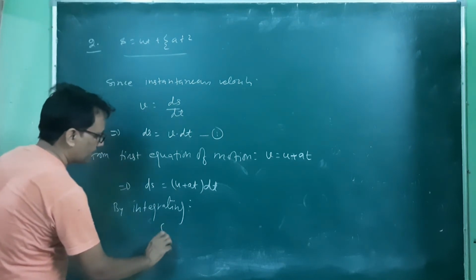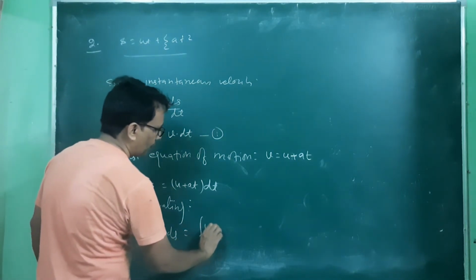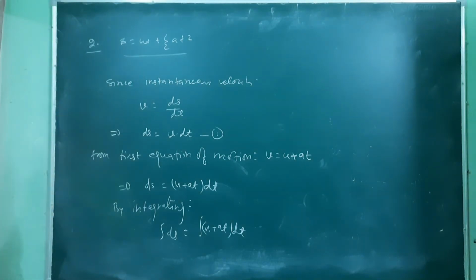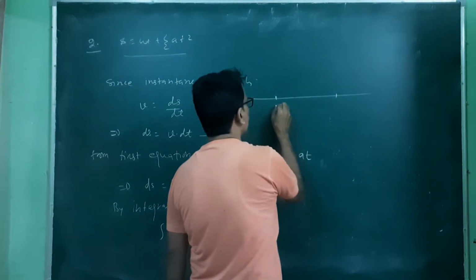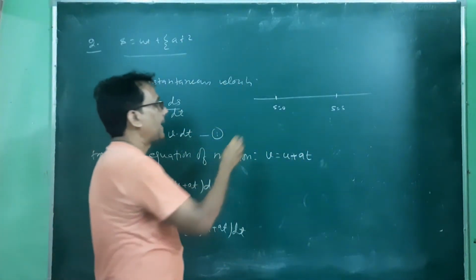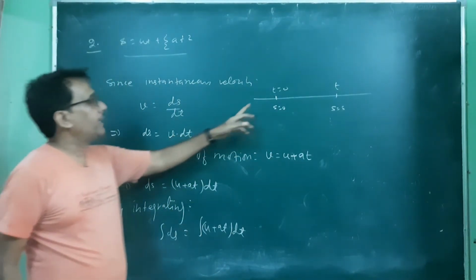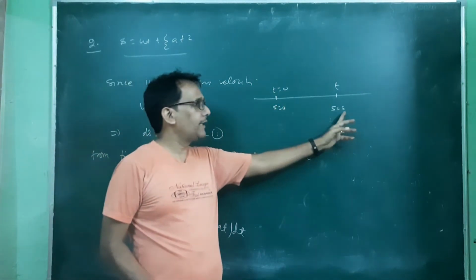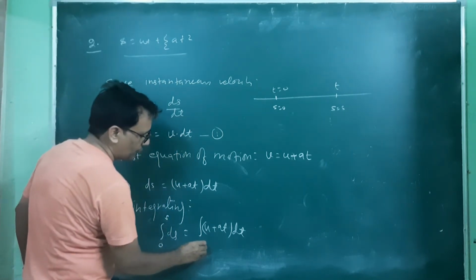That integration is from... ds is equal to integration of u plus at with dt. Again we will put the limit. So here this s is equal to 0, and here this s is equal to s, the displacement is s, at time t is equal to 0. So initially at time t is equal to 0, that displacement is 0. Initial position is 0. And after time t, that displacement is s. So limit will be from 0 to s, and here from 0 to t.